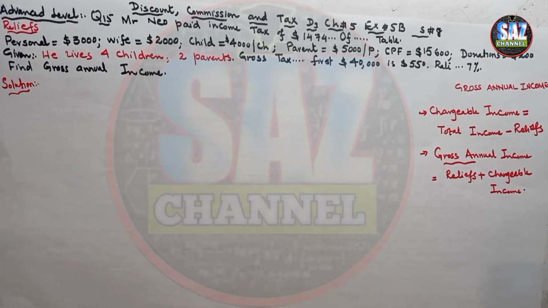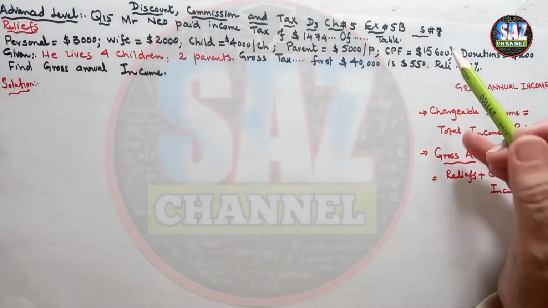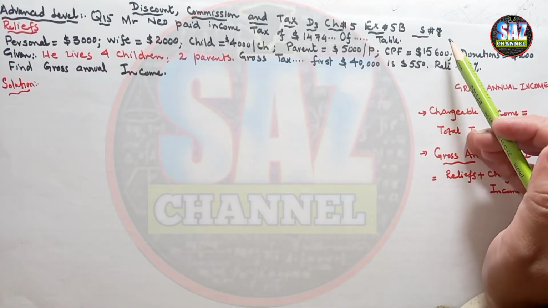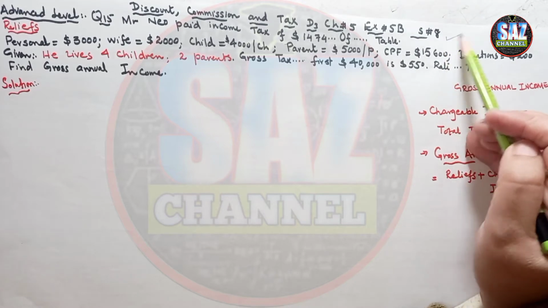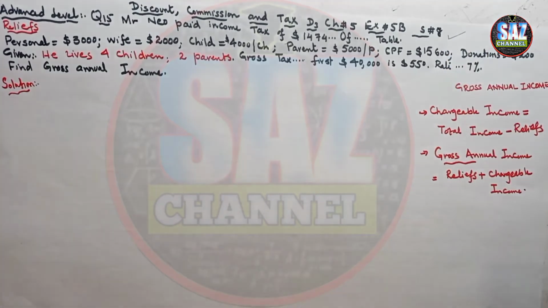This is my 8th lesson of D3 chapter number 5 exercise 5b, that is about discount, commission and different types of taxes. Before going to the lesson, I just want to say that for better understanding of the next lesson, you always have to integrate the previous lesson with the new lesson, and you should have command of basic concepts and formulas so that you can understand the new lesson properly.